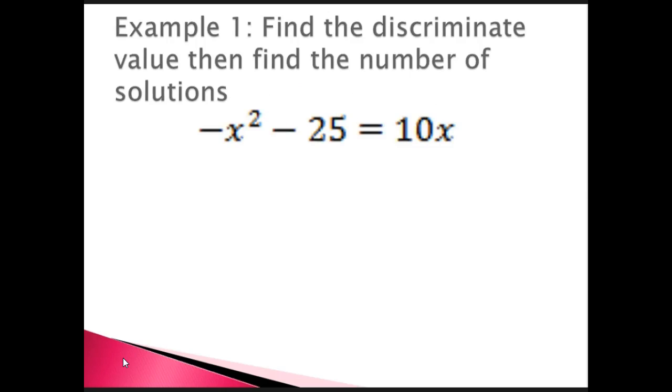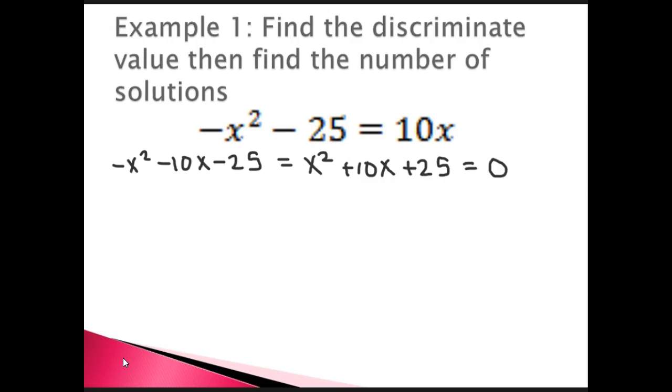In this example, you can either move both to the right or the 10 to the left. So you could say negative x squared minus 10x minus 25, or you could say x squared plus 10x plus 25 equals 0. This equation and this equation mean the same thing. They mean the same.